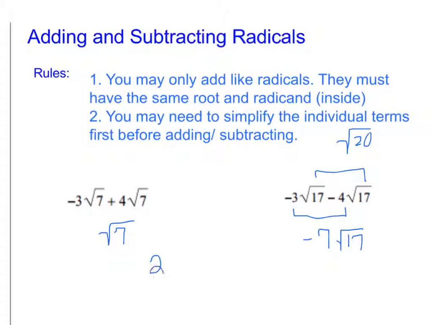If I have 2 square root of 6 minus 3 square root of 3, these are not the same. We have apples and oranges, and so you can't add the coefficients together. They have to be exactly the same before you can add them. So you might just have several terms there.